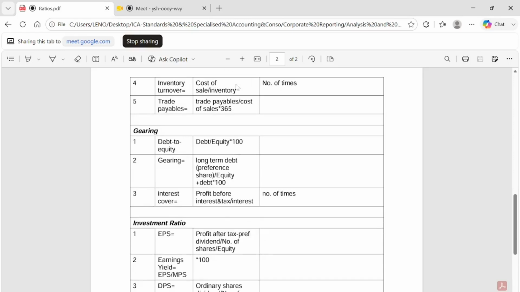Okay. Now, the last one is trade payables. So with trade payables, we want to look at the number of days it takes the company to pay off its liabilities. You have trade payables divided by the sales, multiplied by 365. Now here, what this one means is how many days it takes the firm to pay off its liability or its credit.